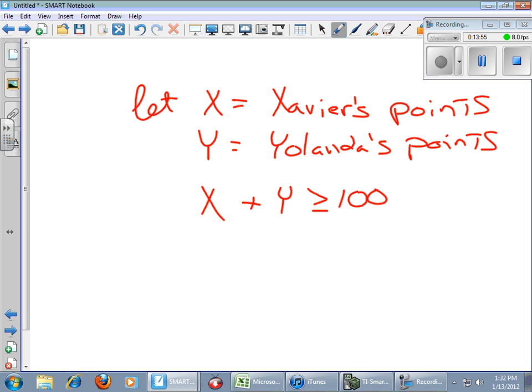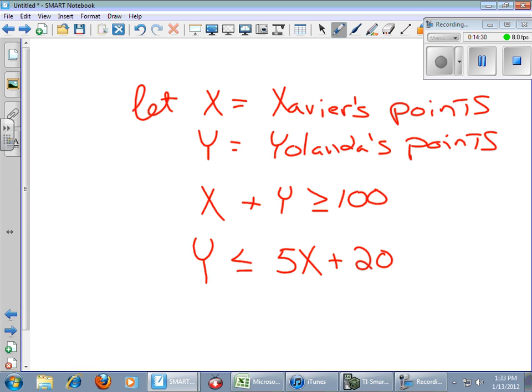All right. Yolanda earned at most. So Yolanda is going to be less than or equal to 20 points more than 5 times Xavier's. Well, Xavier's points are x. 5 times Xavier would be 5x. 20 points more would be plus 20. I have to take Xavier's score, multiply it by 5, and then add 20 to it to get the second equation. All right.